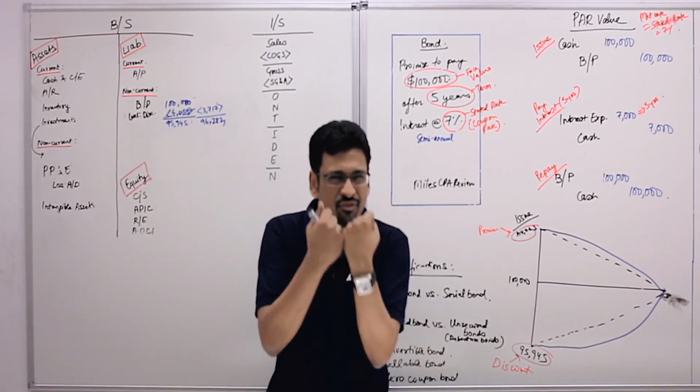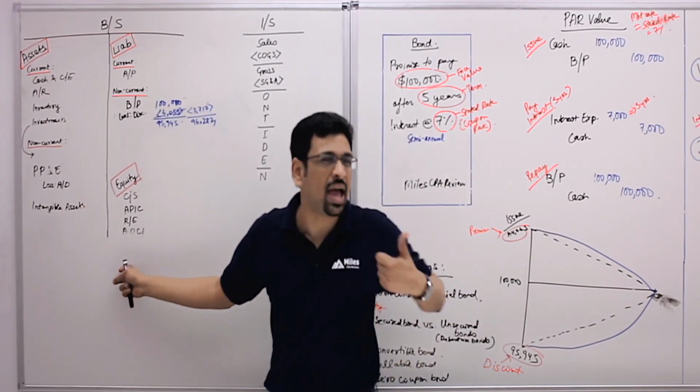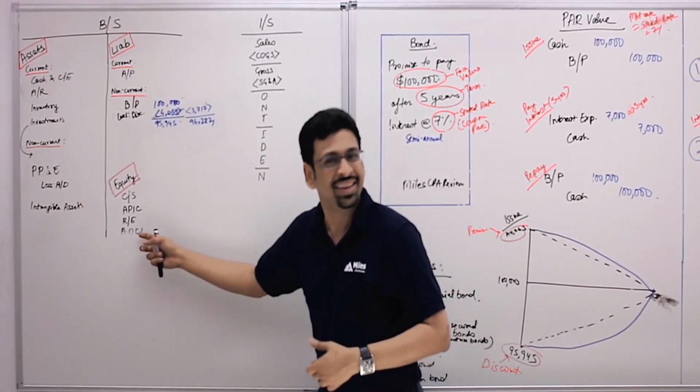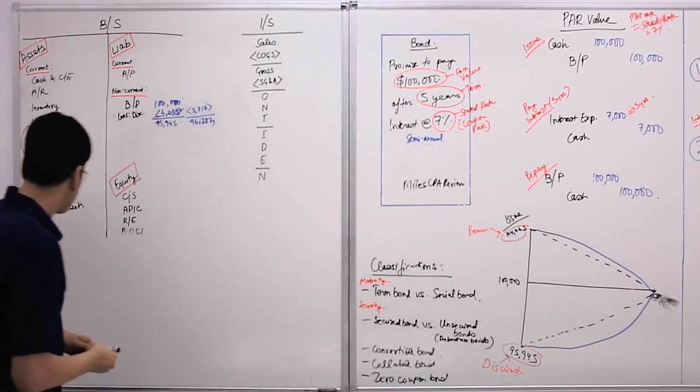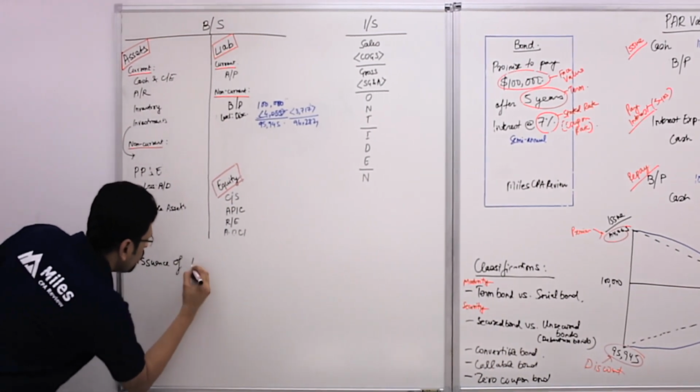So guys, I'm trying to make life very easy for you. So let me do this journal entry on this side. I'm using the entire board. I can't leave this space empty, can I? So let's put it here. So issuance of bonds.